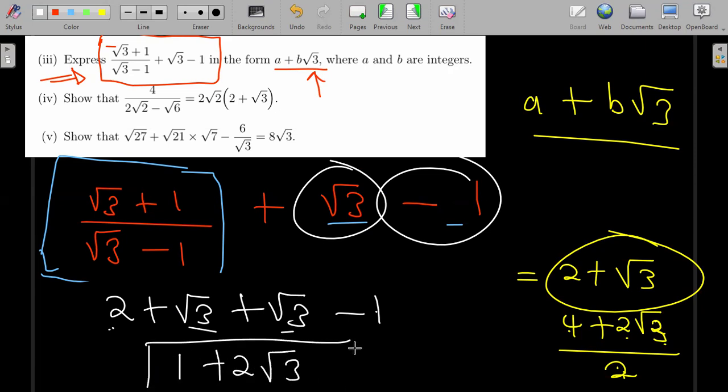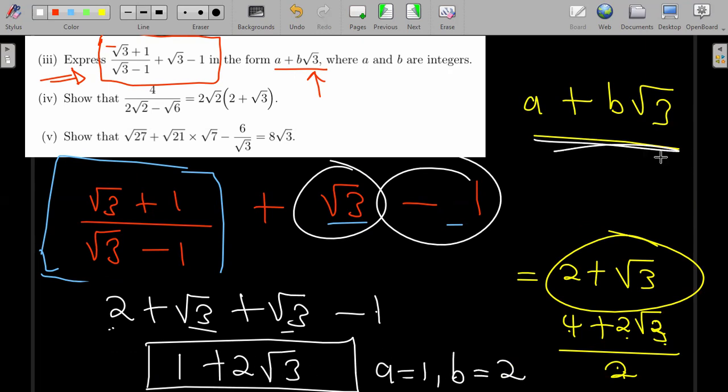So we have expressed it in the form that they wanted, with A being equal to 1, and then B being equal to what? 2. So this guy is exactly in this form here.